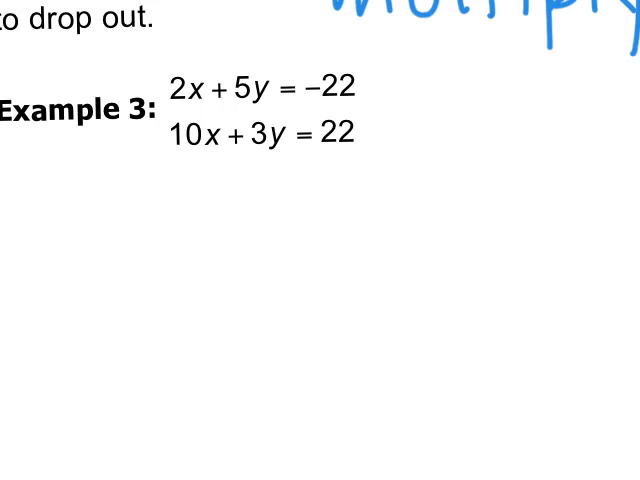Okay. So let's think about this really quick. Could I multiply one of the equations by something to match up either the x's or the y's?